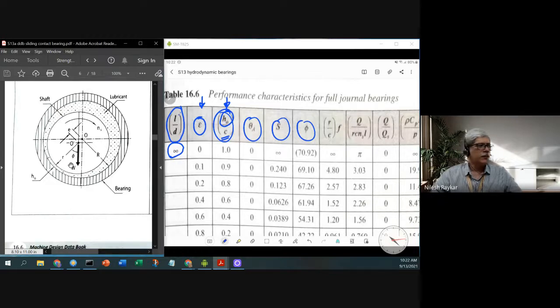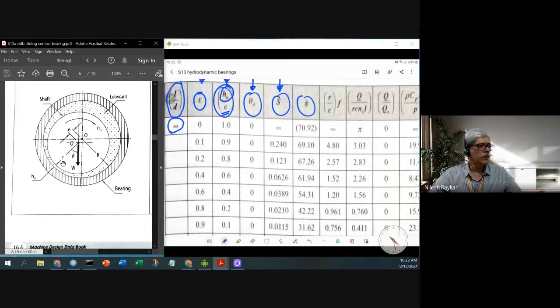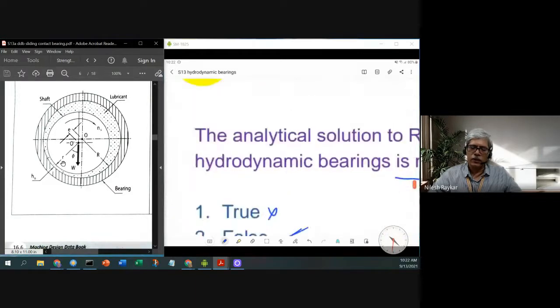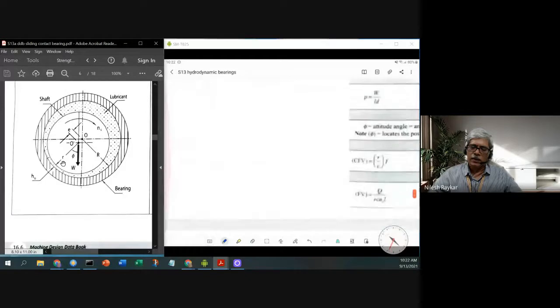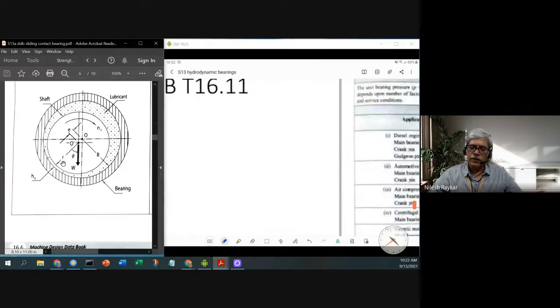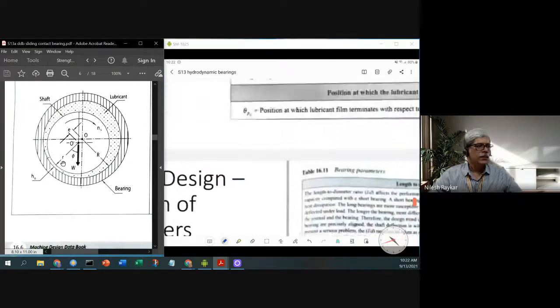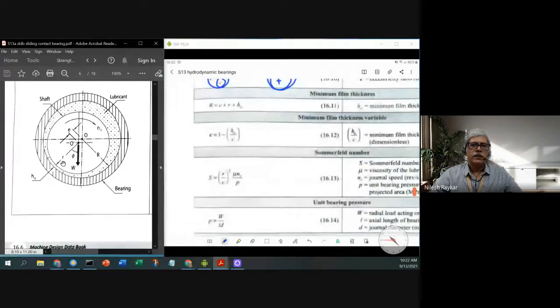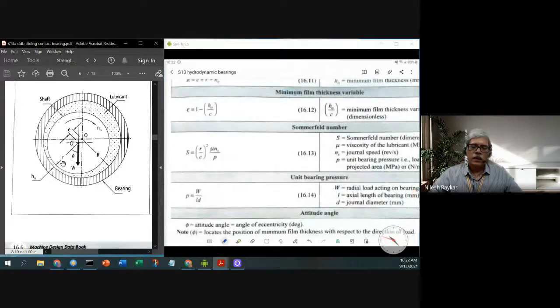The third one is called theta A, which we will discuss later on. The most important parameter is the Sommerfeld number S. So let's go into the Sommerfeld number explanation. We already discussed the Sommerfeld number in the Petrov equation discussion, so here we'll revisit that. As you can see here, this is the equation for the Sommerfeld number. It is R by C, the whole square, multiplied by mu Ns by P.